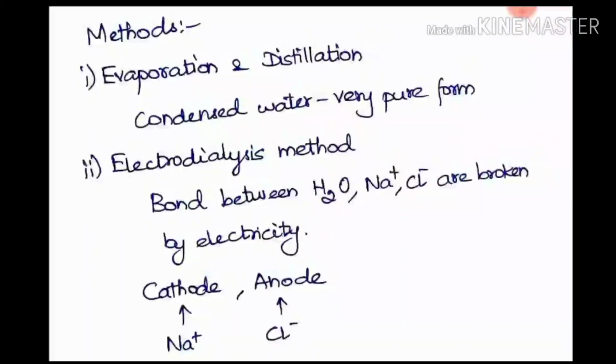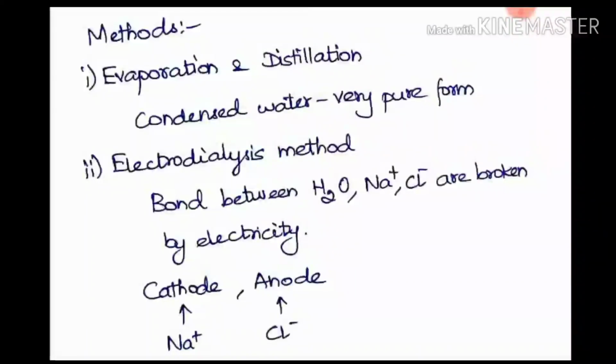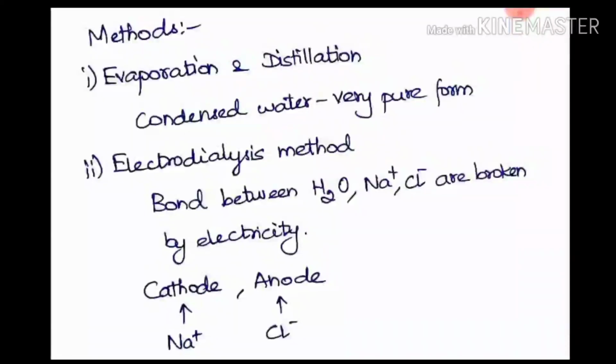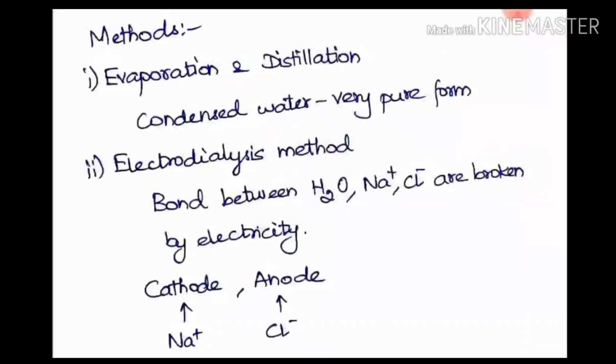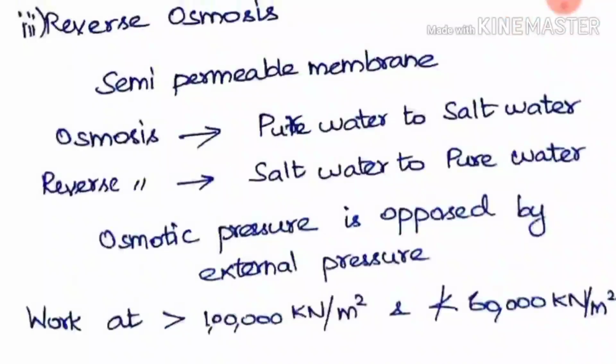When the electric current is passed, the positive ions will be attracted towards the cathode and the negative ions will be attracted towards the anode, so that the positive and negative salts, that is Na+ and Cl-, could be removed easily. So this is the process in the electrodialysis method.